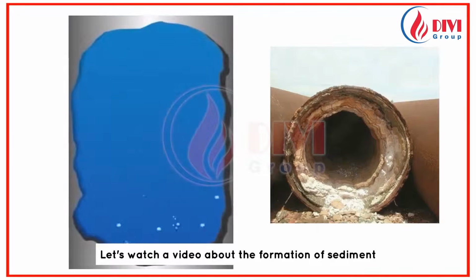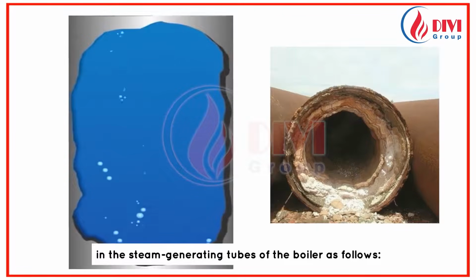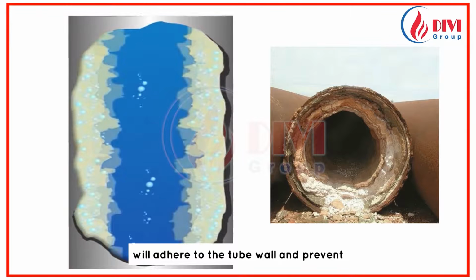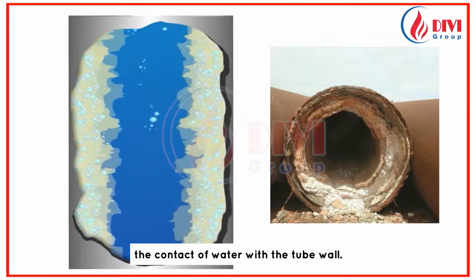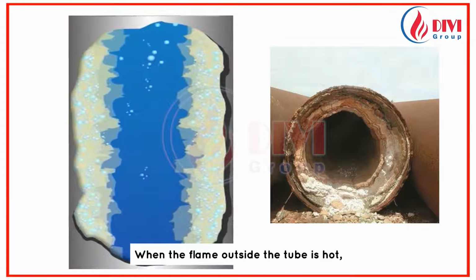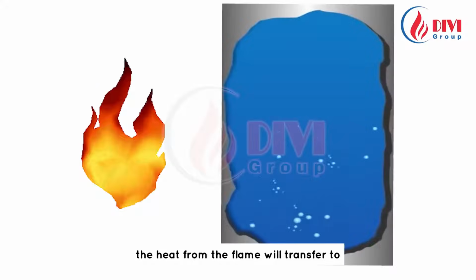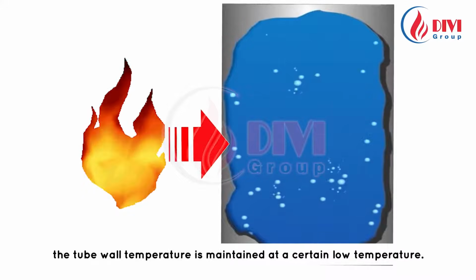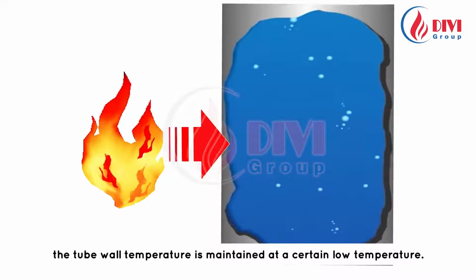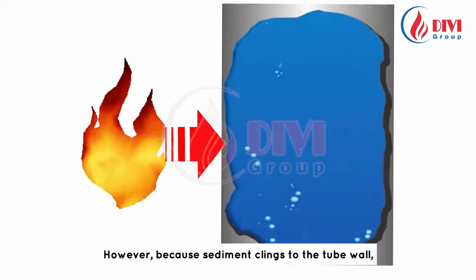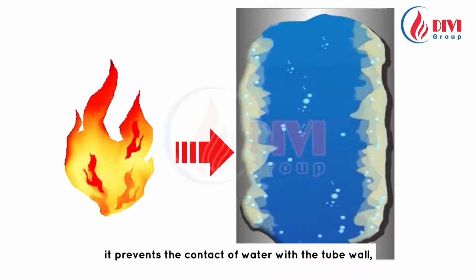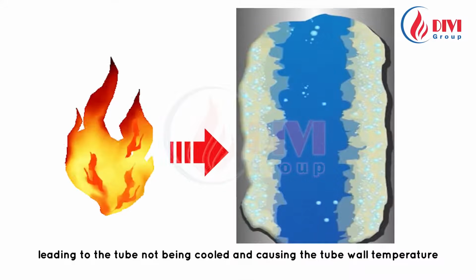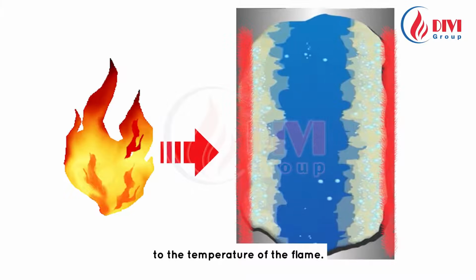Let's watch a video about the formation of sediment in the steam-generating tubes of the boiler as follows. We notice that a layer of sediment will adhere to the tube wall and prevent the contact of water with the tube wall. When the flame outside the tube is hot, the heat from the flame will transfer to the water through the tube wall. Thanks to the continuous heat absorption by the water, the tube wall temperature is maintained at a certain low temperature. However, because sediment clings to the tube wall, it prevents the contact of water with the tube wall, leading to the tube not being cooled and causing the tube wall temperature to rise nearly to the temperature of the flame.